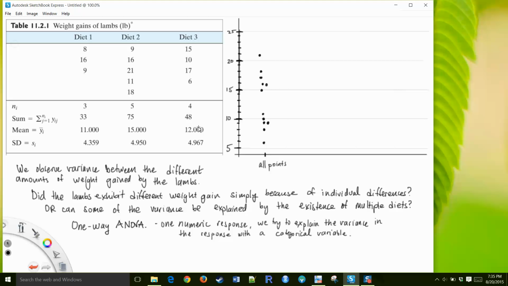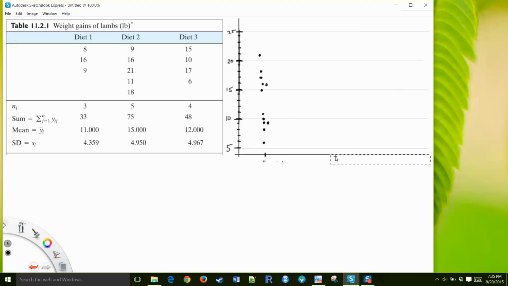9, 16, 21, 11, and 18. And Diet 3 is at 15, 10, 17, and 6. Okay.